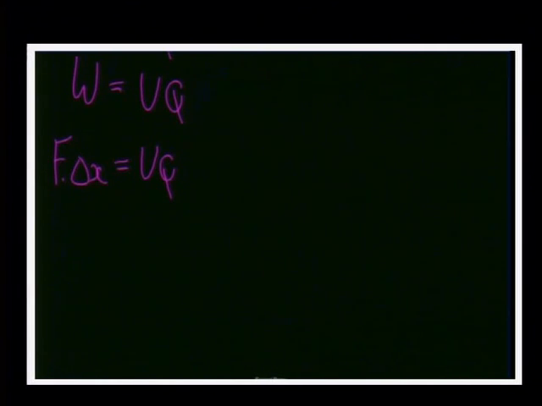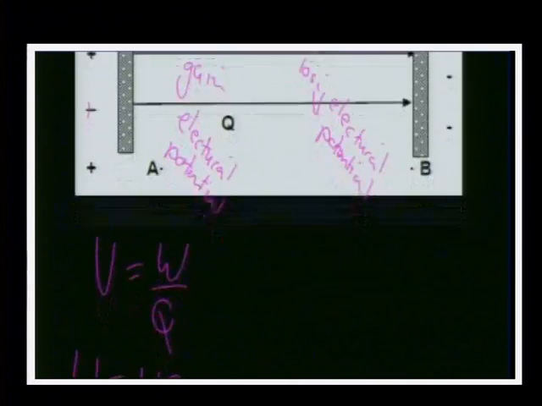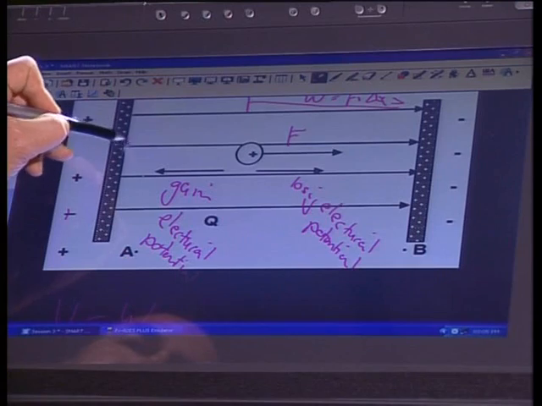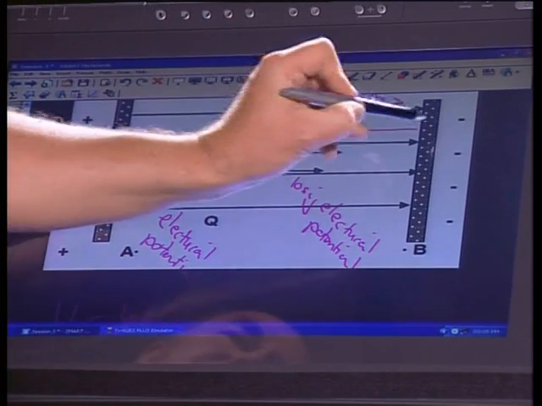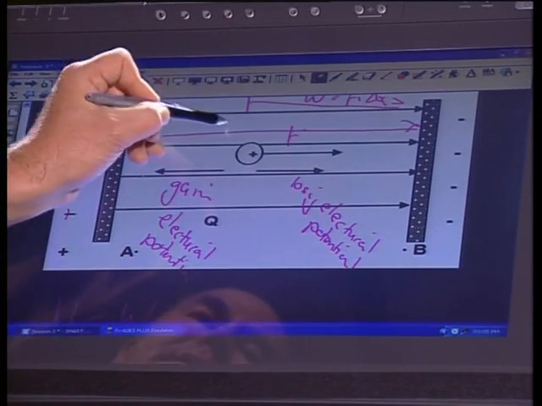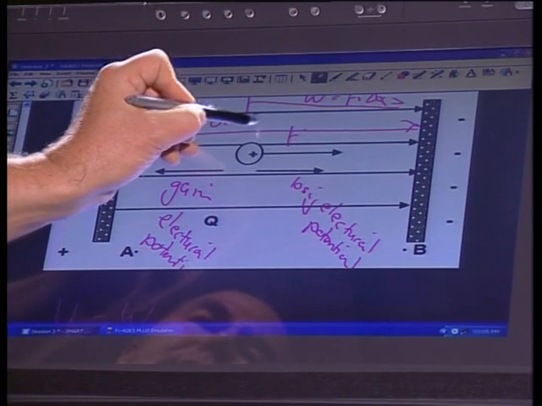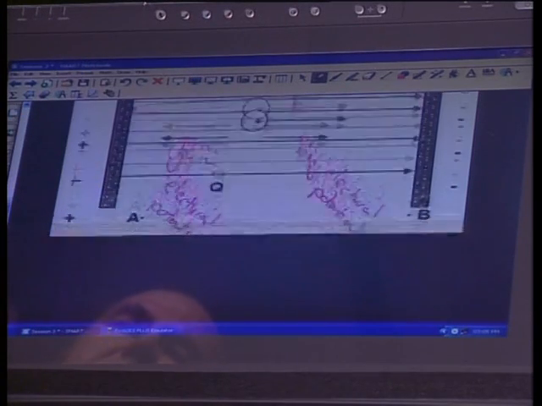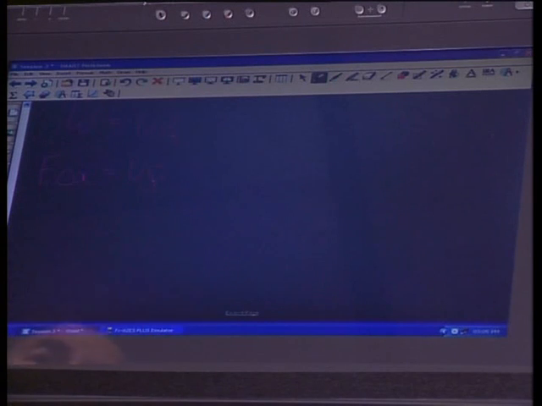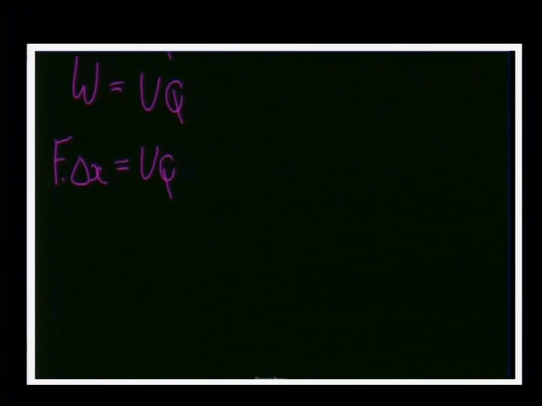Now, if I recognize that something is going to move from the positive plate to the negative plate, then delta X is equal to the distance between those plates. So instead of saying delta X, which could be any old distance, I'm going to substitute D in. And here is my next step.